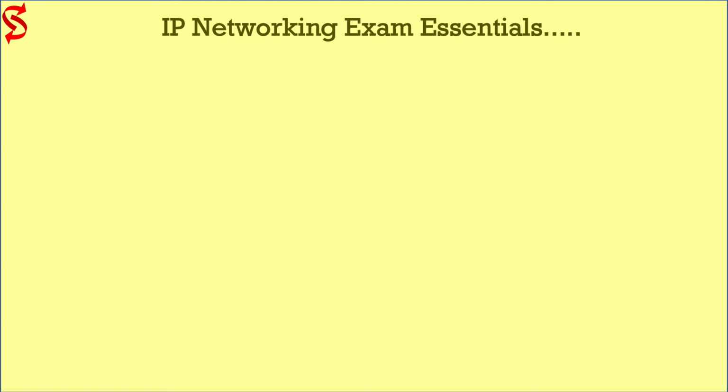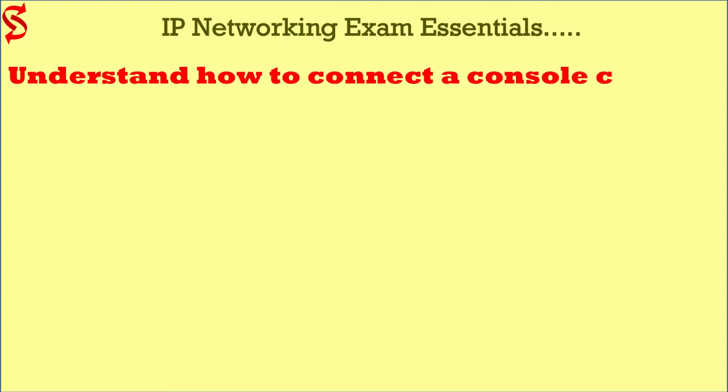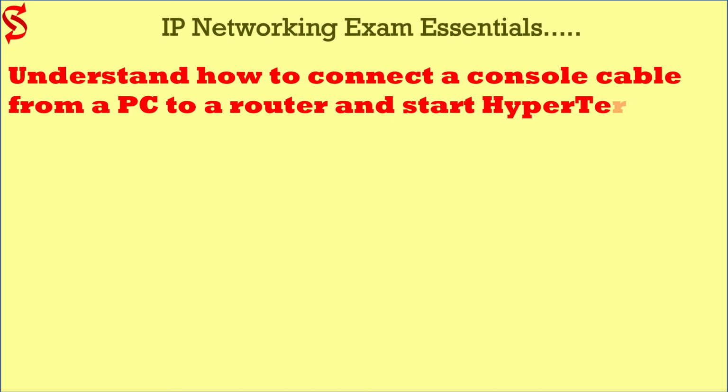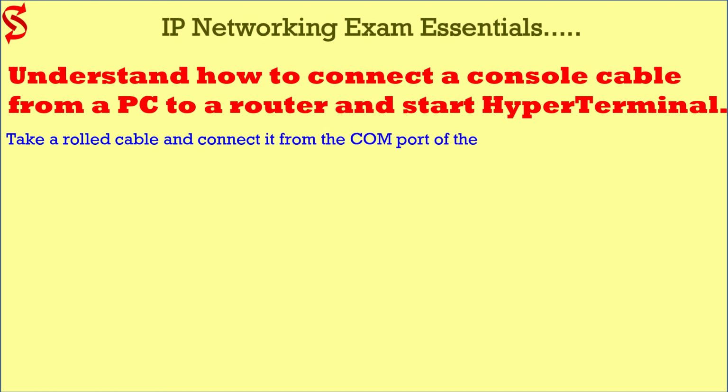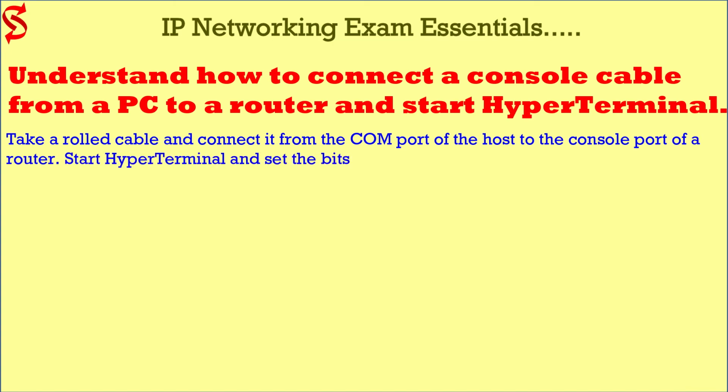The next question is, understand how to connect a console cable from a PC to a router and start HyperTerminal. Take a rolled cable and connect it from the COM port of the host to the console port of a router. Start the terminal and set the bits per second to 9600 and flow control to none.